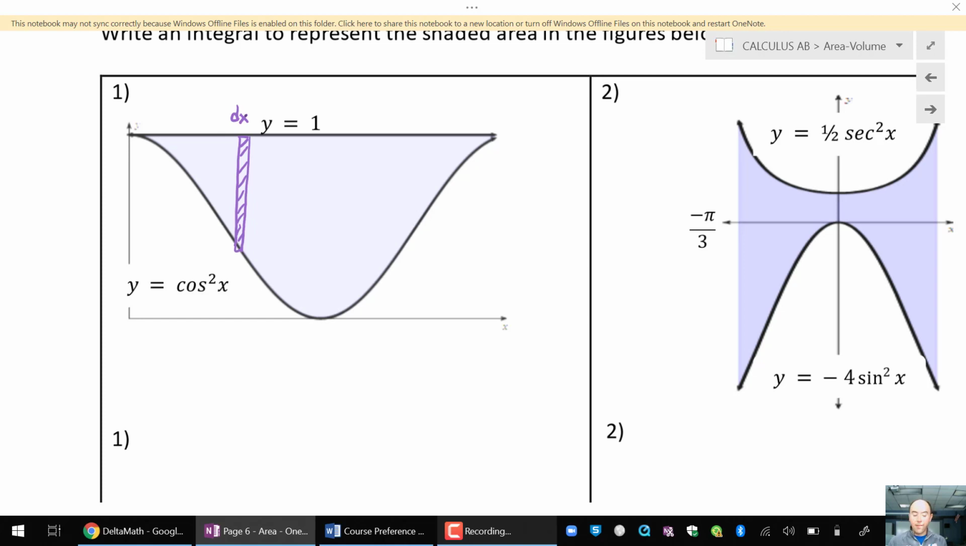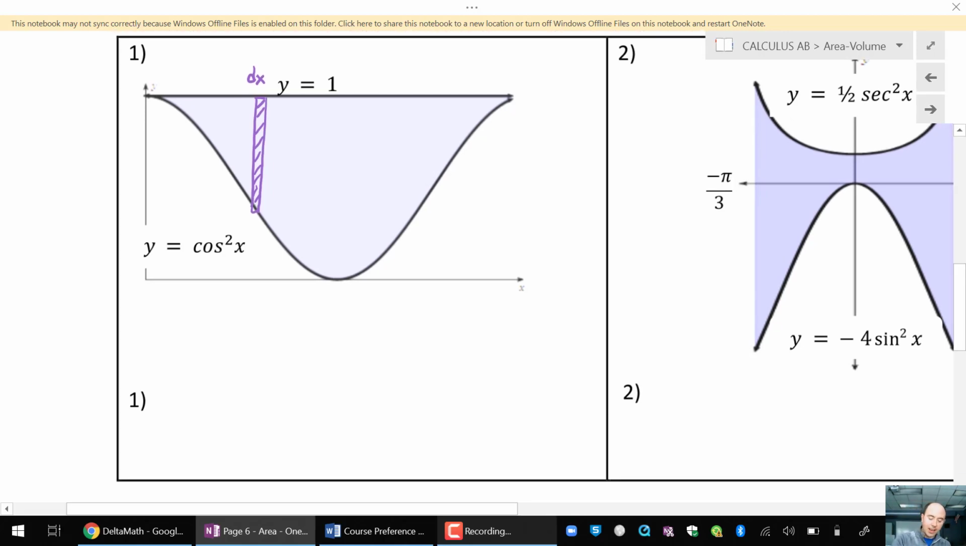Now the length of that strip, which would just be the top minus bottom, or simply 1 minus cosine squared. So basically, if I take 1 minus cosine squared, that's the length of the strip, and I multiply that by its width, which I'm going to call dx. That's going to give me the area of the one rectangular strip.